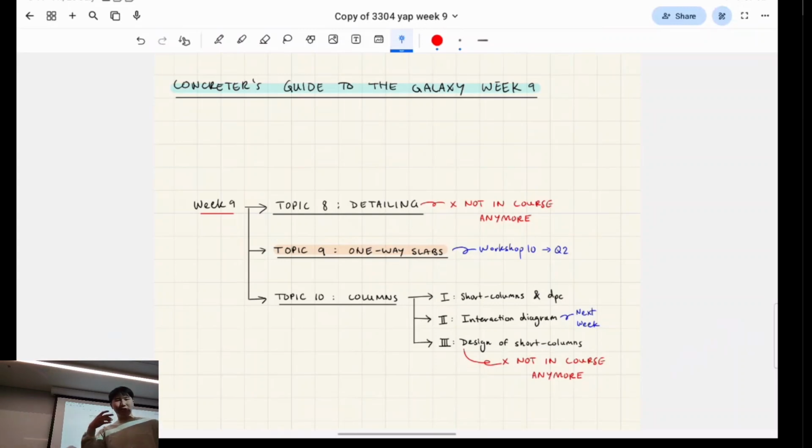And then in week 10, we're going to cover columns, right? I've just put it here, but we're not going to do it this workshop, right? I'll explain more about columns next week, basically.